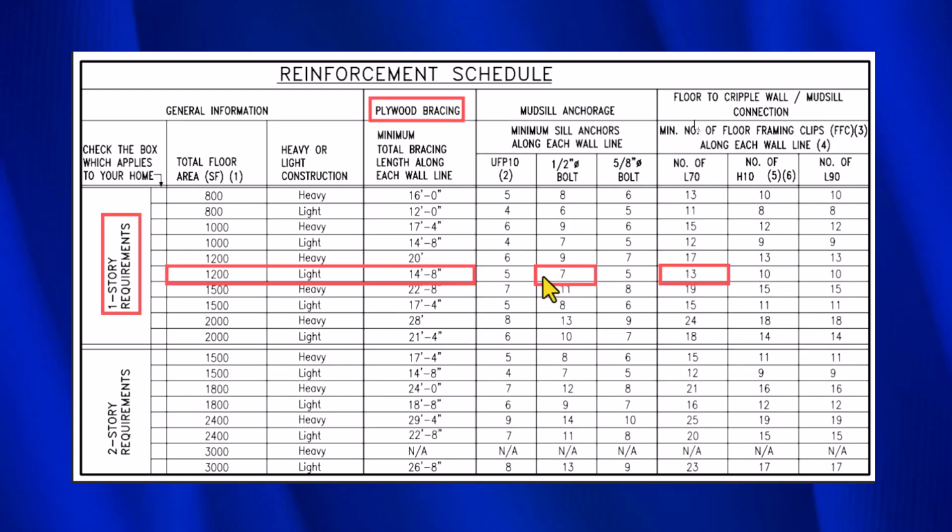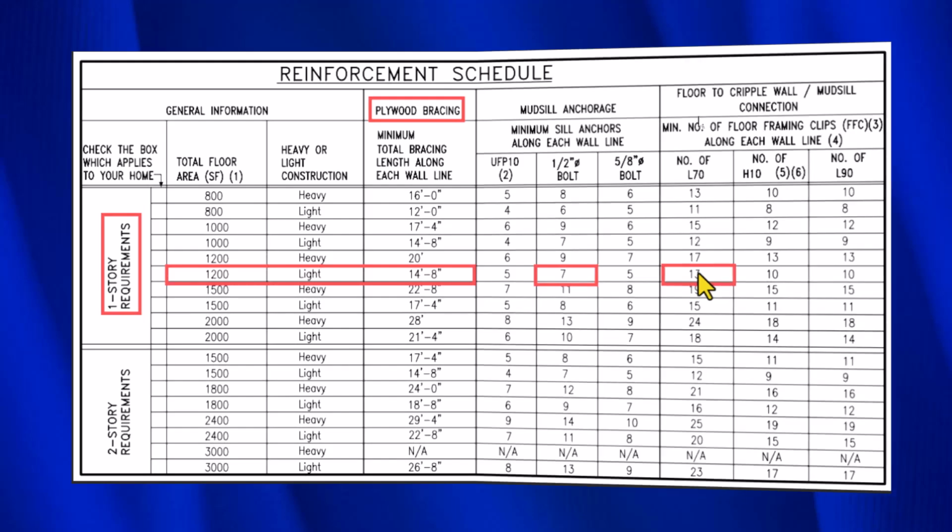And then for the mud sill anchorage, that's basically a bolt. So we have a 1/2-inch bolt. We need 7 of those. And then over here for the framing anchors, in this case, these are the Simpson L70s. We need 13 of those. So once all this is done, a contractor can call this fully seismic retrofitted according to Standard Plan A.